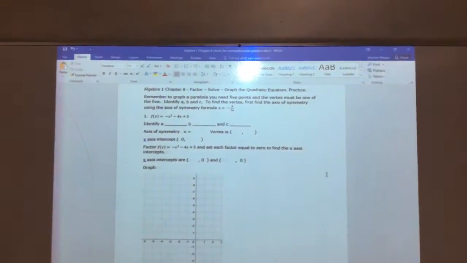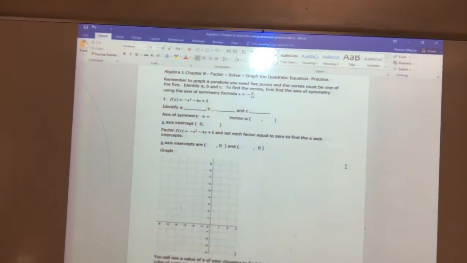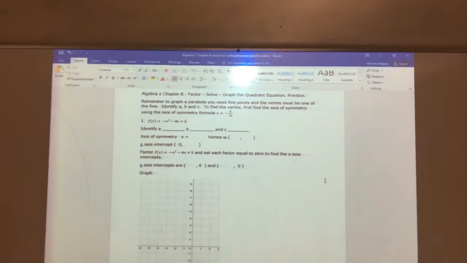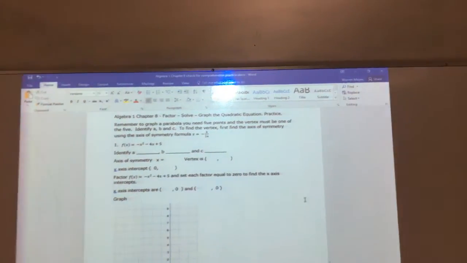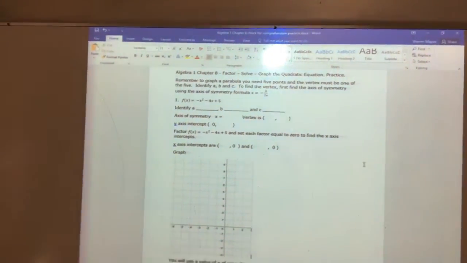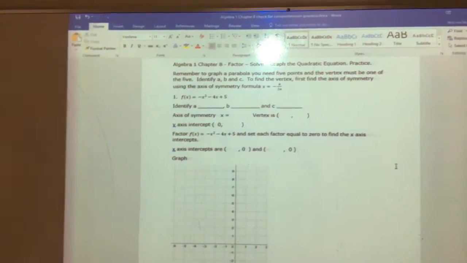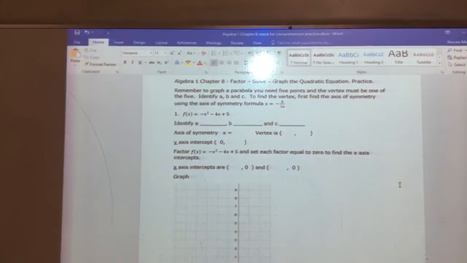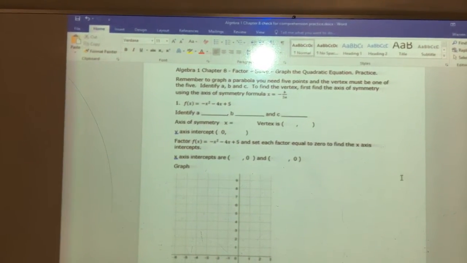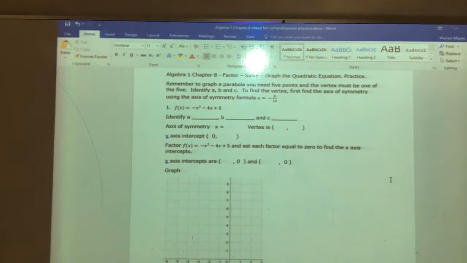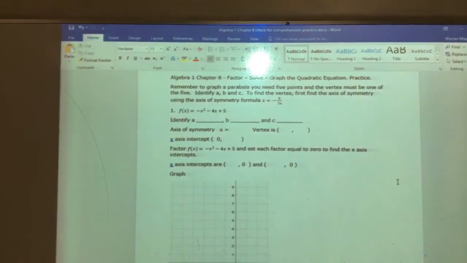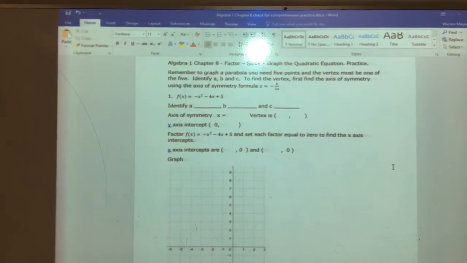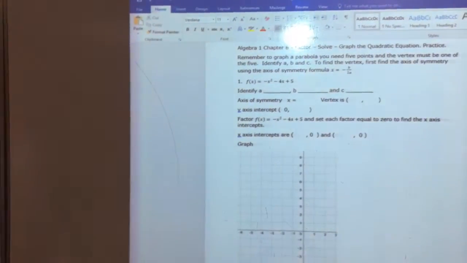All right, so I put this up here on the whiteboard, and when you open yours up, it'll say exactly the same thing. It'll say Algebra 1, Chapter 8, Factor Solve, Graph the Quadratic Equation. Of course, this is the practice edition, all right? And it says, remember, to graph a parabola, you need 5 points, and the vertex must be one of the 5. Identify A, B, and C to find the vertex. First, find the axis of symmetry. Using the axis of symmetry formula, x is equal to negative b over 2a. So there's the equation you're going to work with.